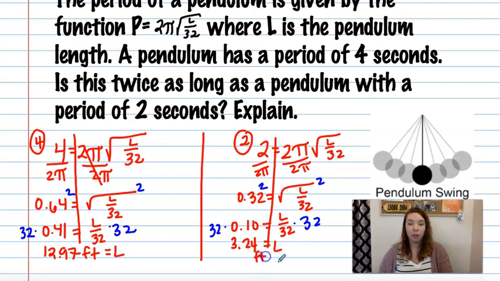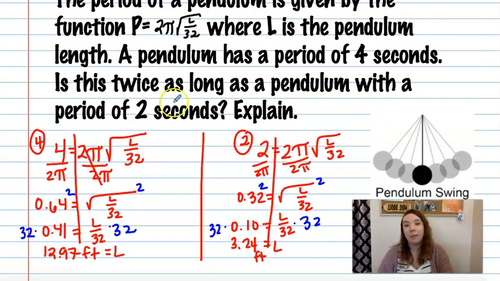feet for the length. So it wants to know if, since we doubled the time, we're also doubling the length, but we're not. If we were talking about going from 3 to 12, we're roughly about 4 times bigger instead of twice as big.